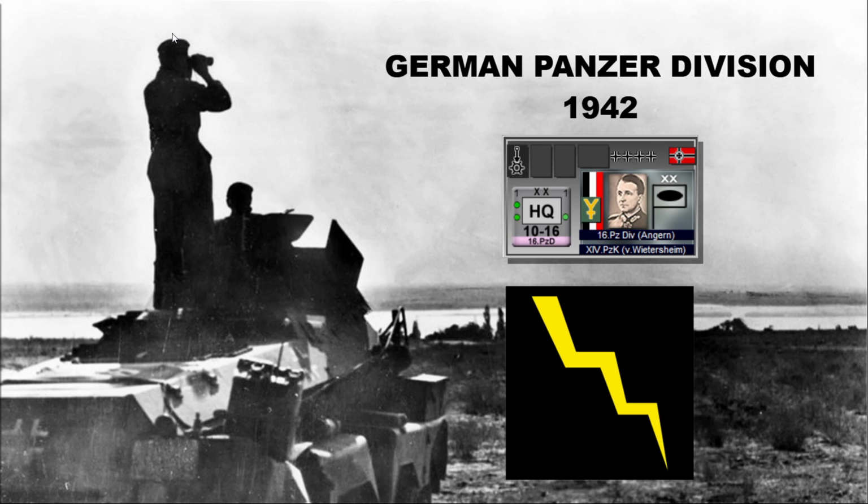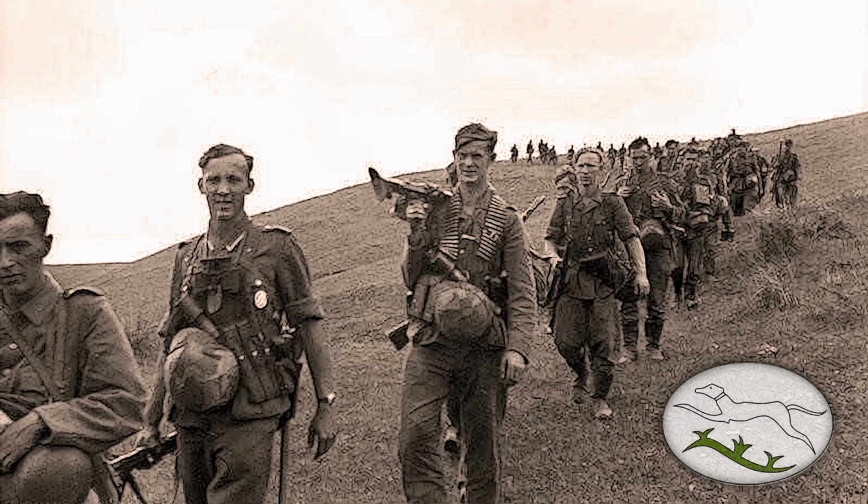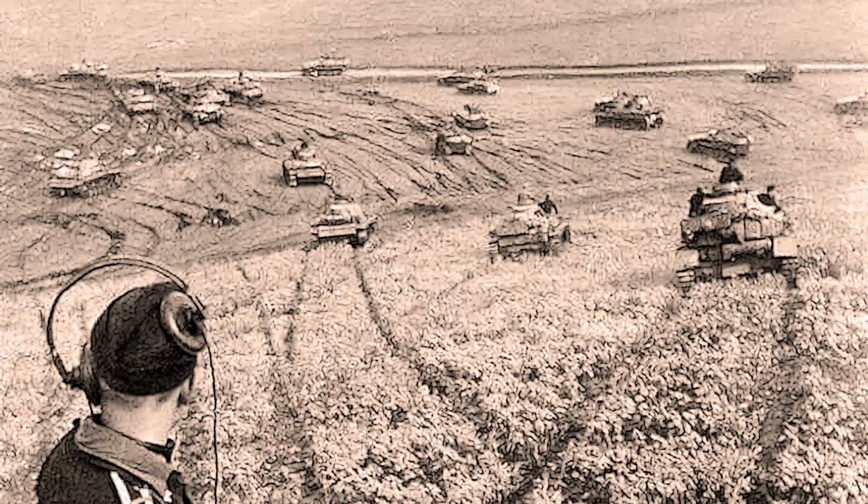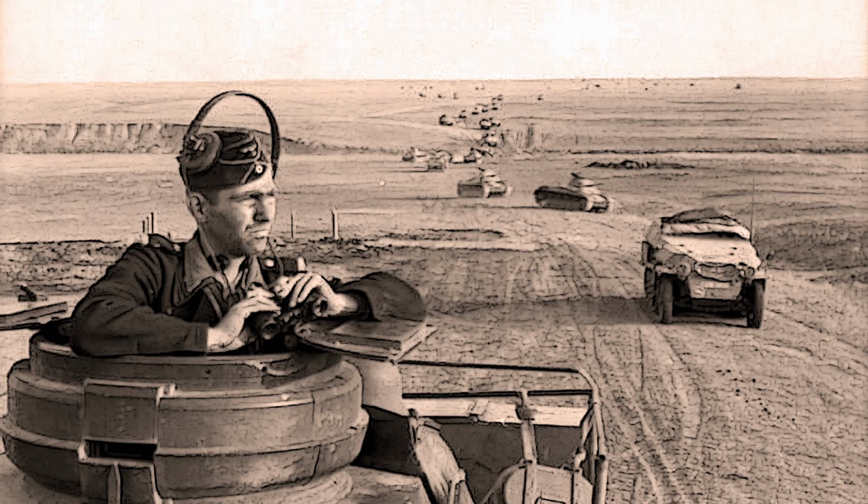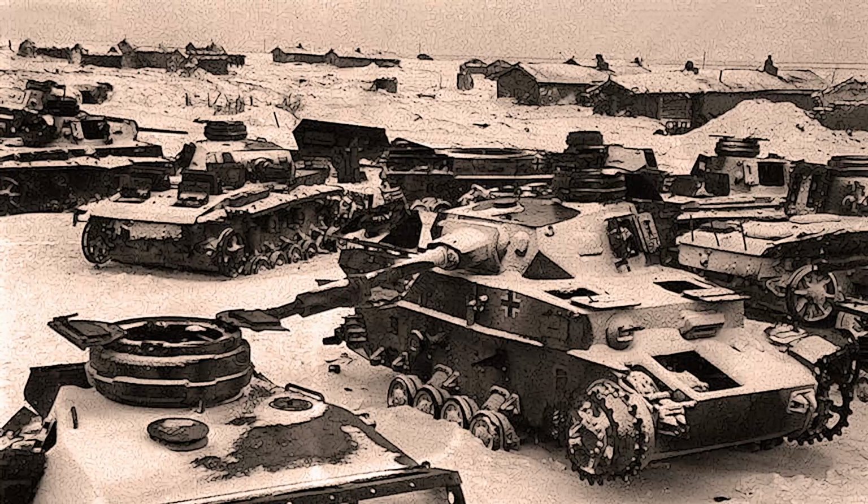This division was formed on November 1, 1940, from the 16th Infantry Division. The division was assigned to Army Group South and participated in Operation Barbarossa in 1941 and Operation Blue in 1942. It was encircled and destroyed, along with the German 6th Army, in the Stalingrad pocket.